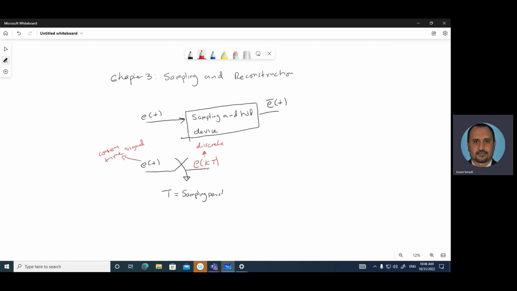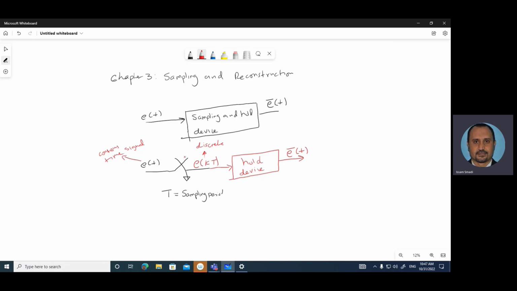Now, this one is discrete. After processing, the plant is actually what? Continuous. So I need to reconstruct the signal. So I need here to have a hold device or hold circuit. Now, the input to the hold circuit is discrete, so the output will be what? Continuous. I will call it E dash of T. Of course, what I need is to generate E of T. This is the ideal case. But sometimes it will not equal E of T ideally, so that's why I give it a dash.